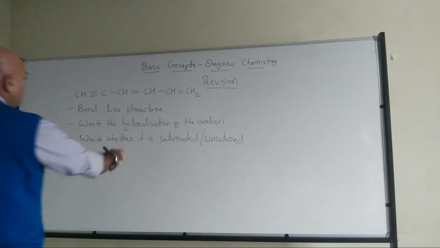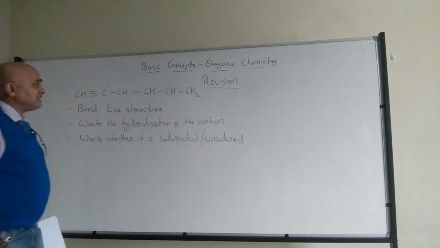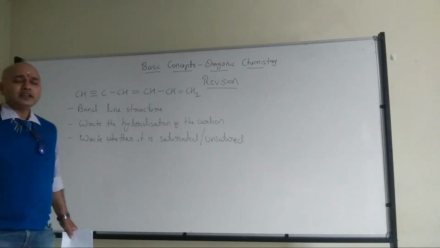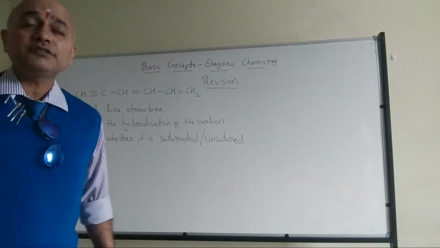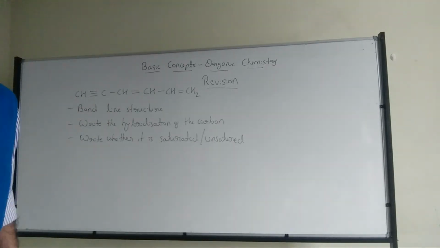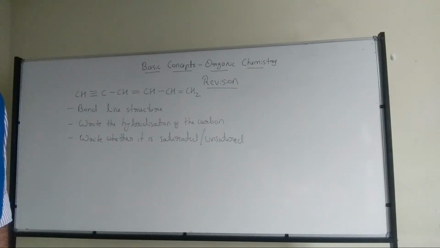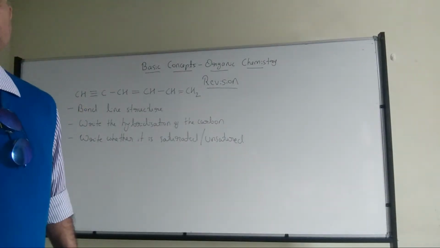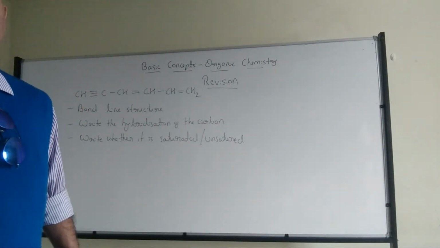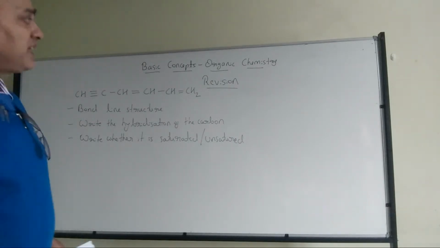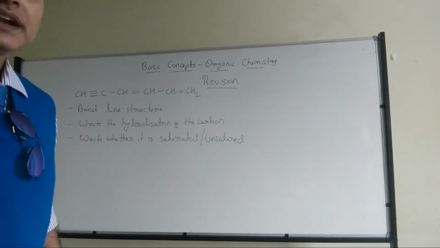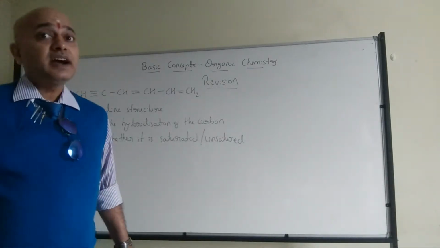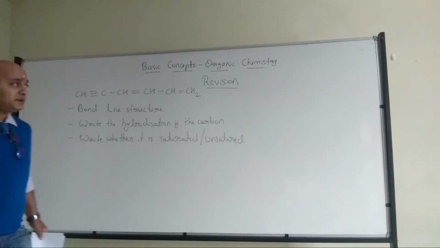Now when I am talking about hybridization, simply I have written as write the hybridization. Now they can ask the question as write the number of carbon with sp hybridization, or write the number of carbon with sp2 hybridization, or write the number of carbon with sp3 hybridization. They can specify. So for practice purpose, I have given it as hybridization. All of you got my point?